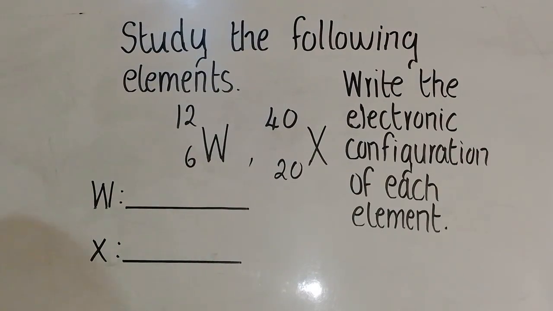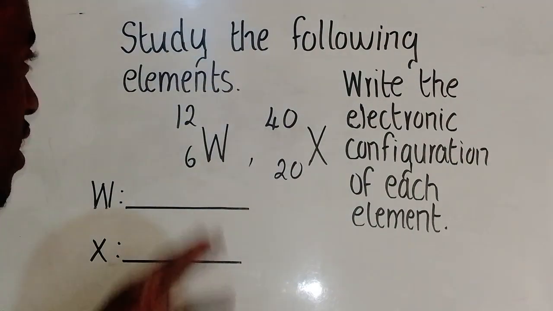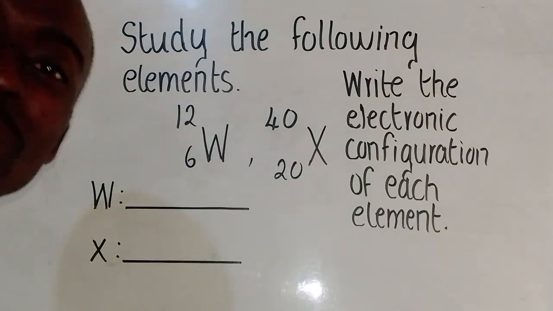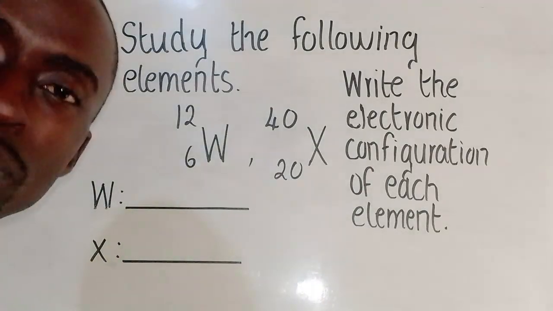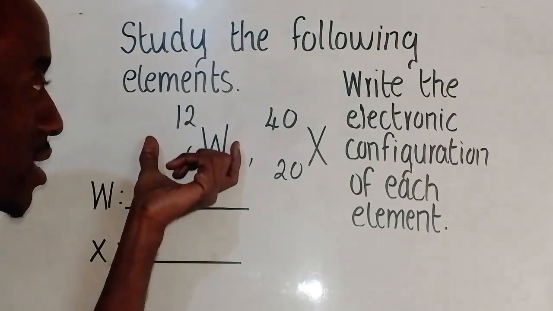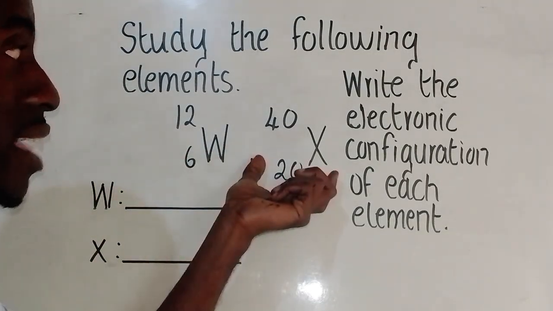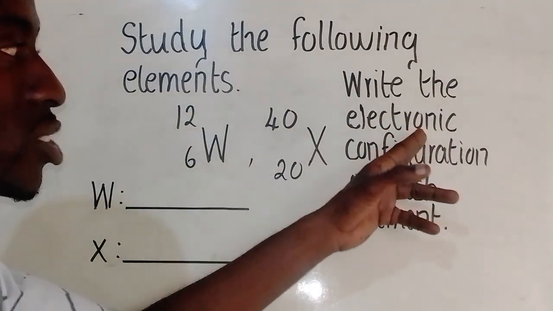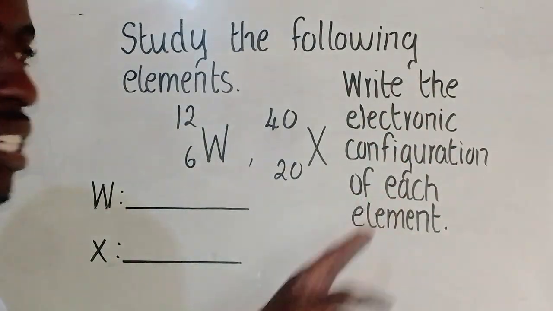So we have a chemistry question that says study the following elements. An element is a pure substance that cannot be split into two or more simple substances. So we're given this unknown element and again another unknown element. Now the question is saying write the electronic configuration of each element.